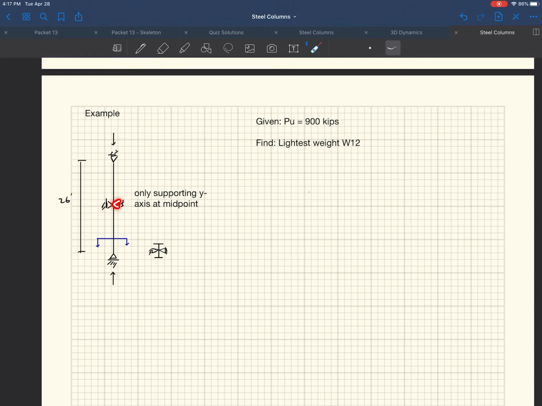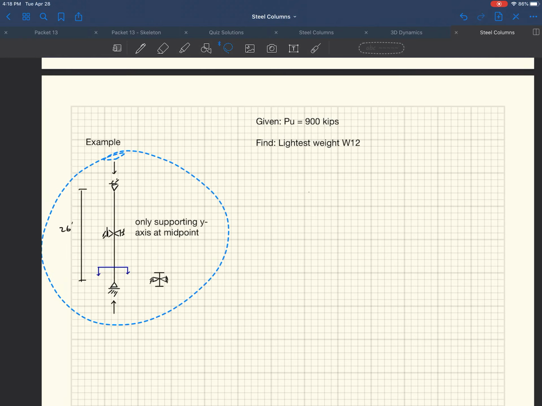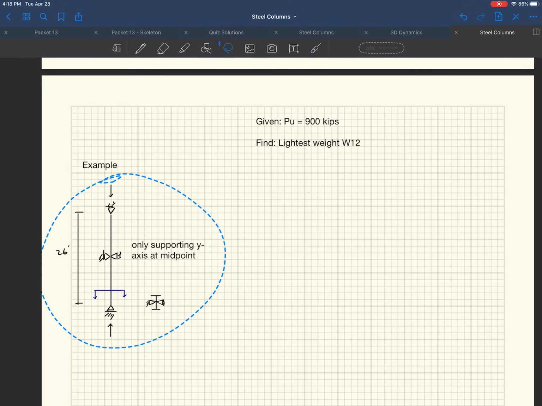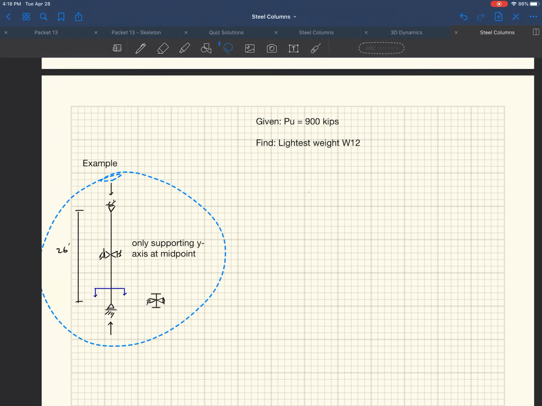Okay, and then at the weak axis, we've applied a support, right? You could think of this as maybe a beam coming in, and there'd be something holding that weak axis, keeping the weak axis from buckling. Okay, and what we're asked to do is design the lightest weight W12 that works in this application.